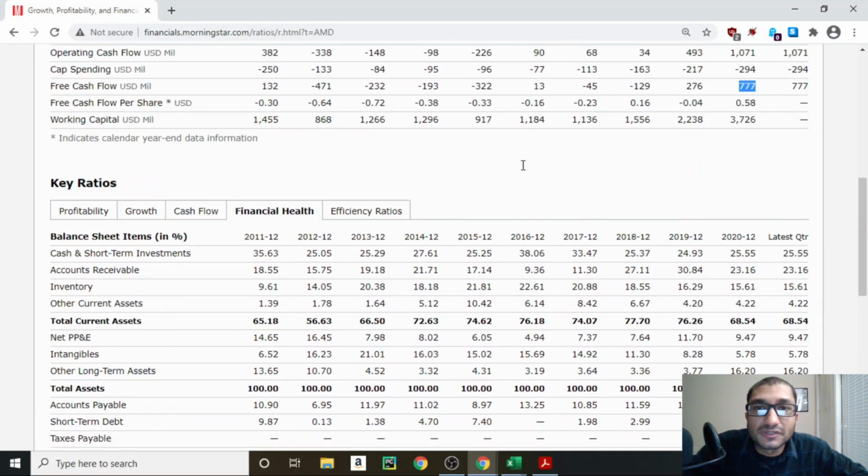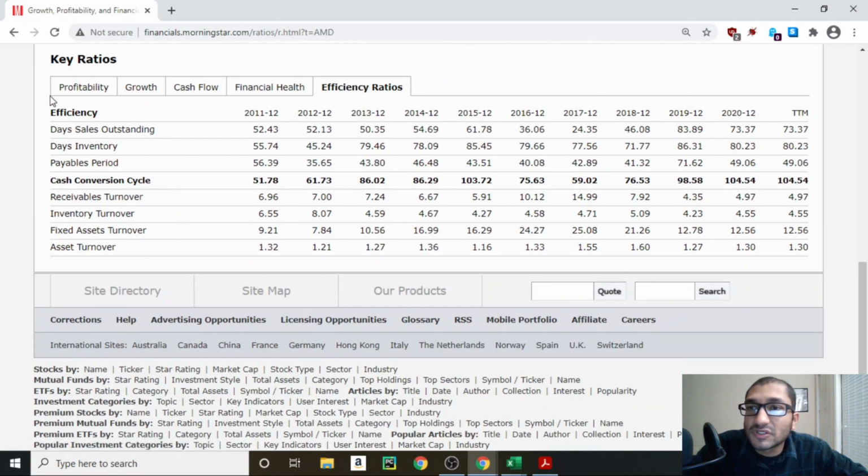Now let's look at the efficiency ratios for the company. The first item on the list is the days sales outstanding. This number gives us an idea of how many days go by from the day the company recognizes its sales to the day it actually receives cash for that service rendered. Back in 2011, the company's days sales outstanding was at 52 days. It dropped all the way to 24 days back in 2017, and for the year 2020, it's about 73 days.